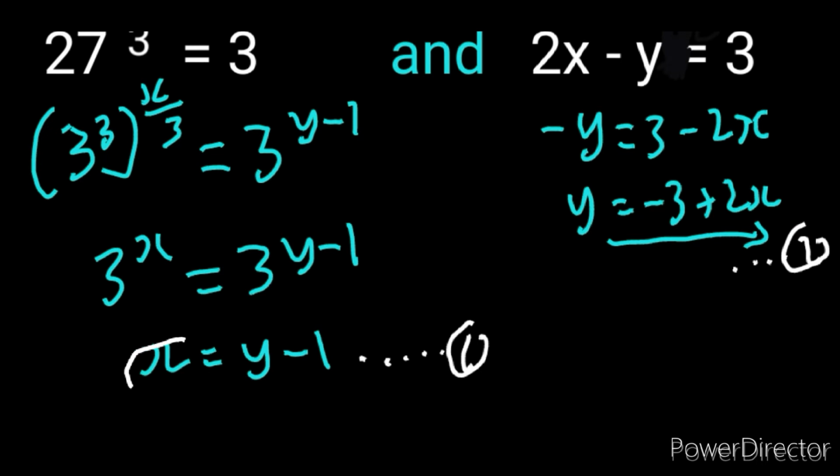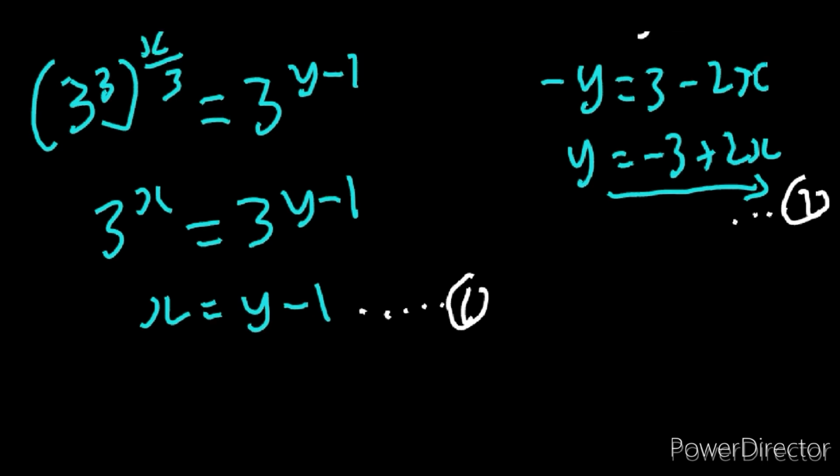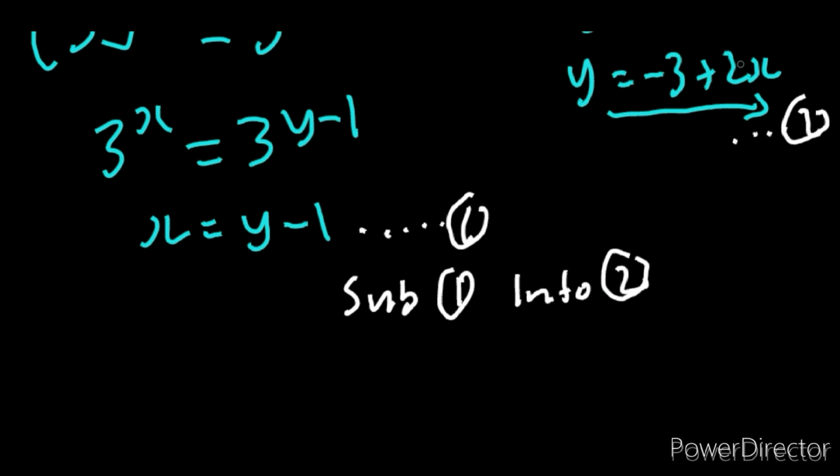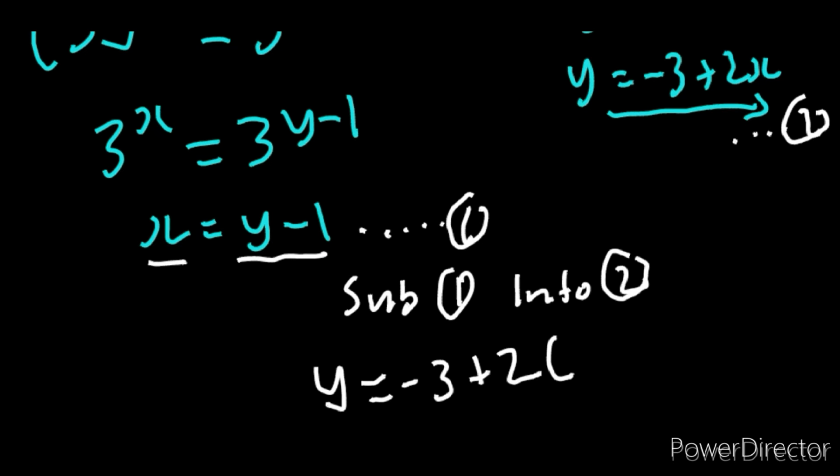So now since x is the subject of the formula here, I'm just going to simply substitute this equation into this equation, so that wherever I see x in this equation, I have to put this stuff. So I'm just going to say substitute equation 1 into equation 2. You always have to tell them exactly what you're doing. So it means we will write equation 2 exactly the same. So we'll write y equals -3 plus 2x. But in place of x, we'll put y minus 1, since x equals y minus 1.